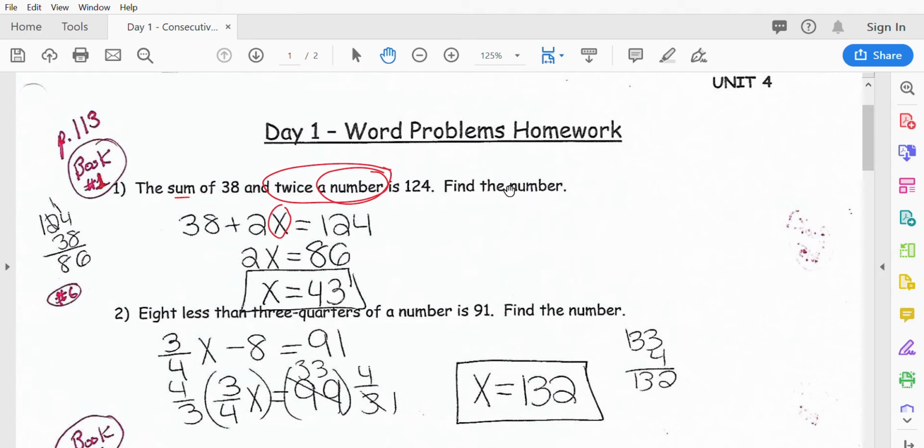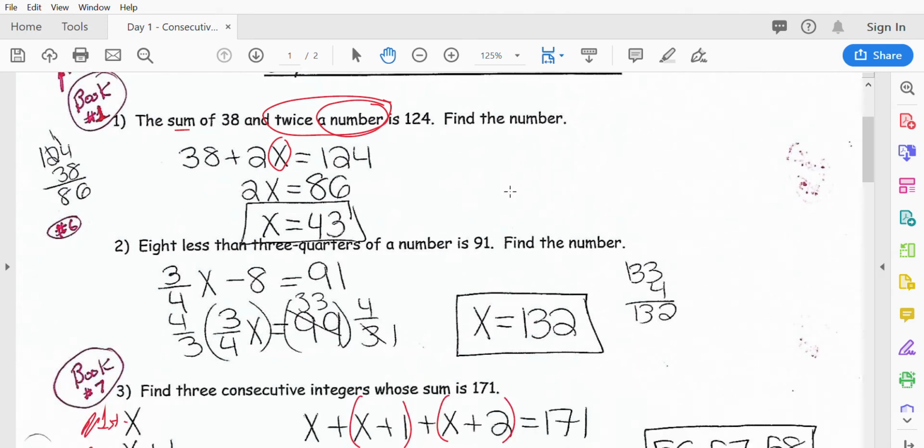That's number 1. Number 2, 8 less than 3/4 of a number. Once again, you got the number right here. So 8 less than. Remember, less than words are flip-flop words. What do flip-flop words mean? It means you do write the minus sign, but when you say 8 less than, instead of writing 8 minus, you write minus 8. Then 3/4 of a number is 3/4 times x equals 91.